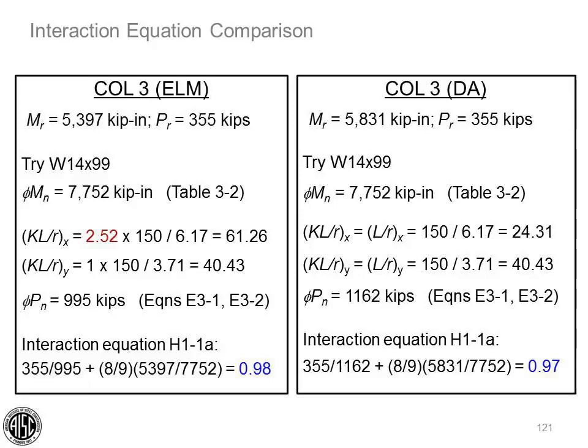Now we plug in the interaction equation H1-1a and find that we have an interaction ratio of 0.98, so it works for strength. Now let's look at the direct analysis method on the right.